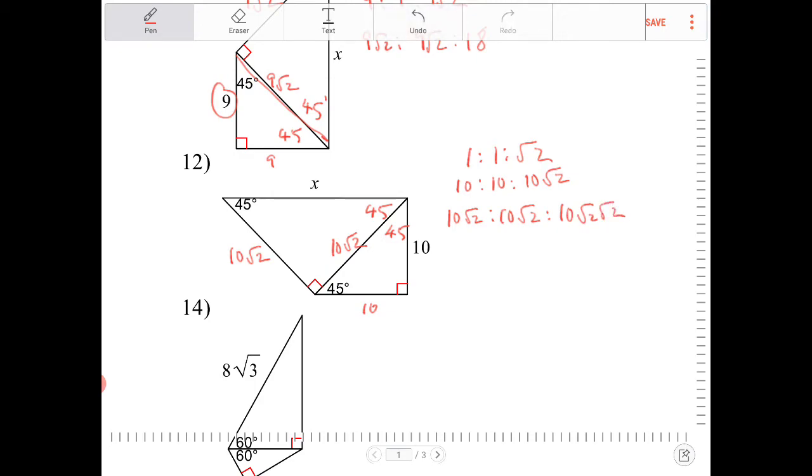So I'm dealing with 20. X must equal 20.